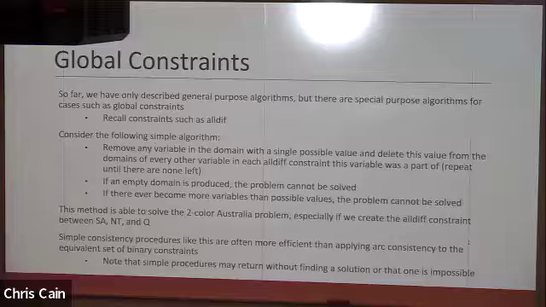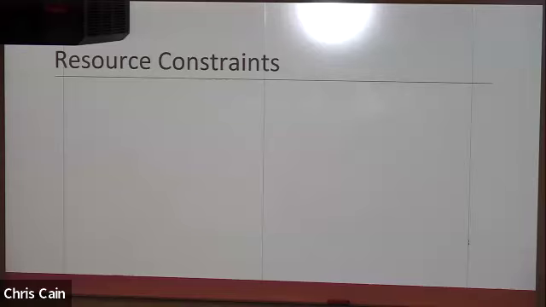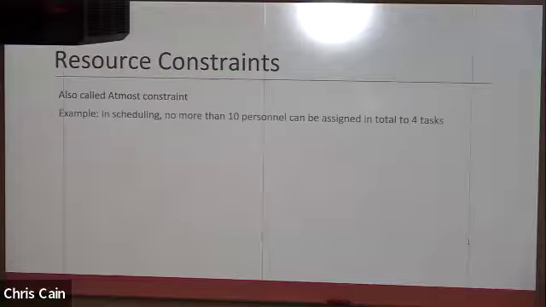Next kind of constraint that might be useful to you is a resource constraint, also called an at-most constraint. As an example, we have 10 personnel and we can't assign more than 10 people in total to 4 tasks that we need to be done. So you would write this constraint as such. At most, we have 10 people to split amongst task 1, task 2, task 3, and task 4.